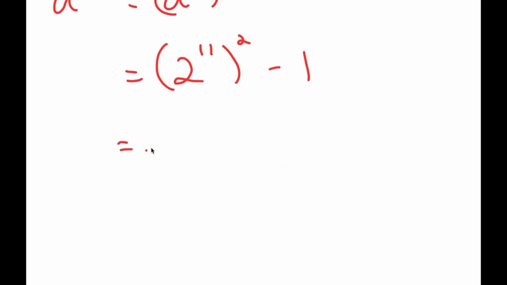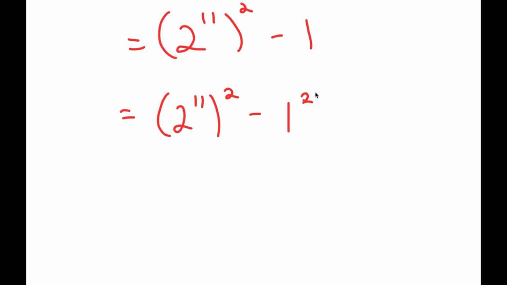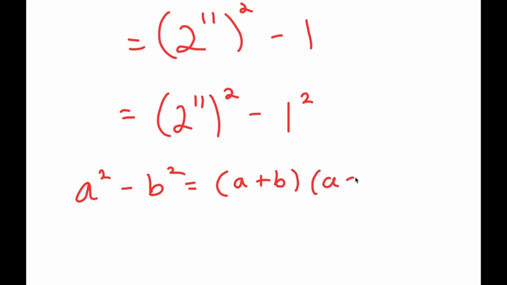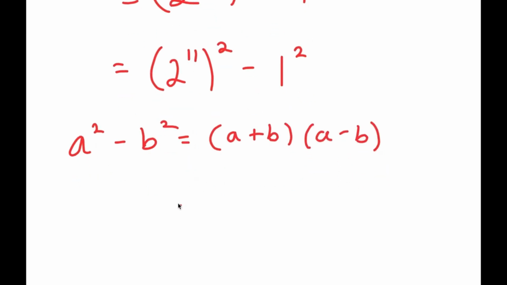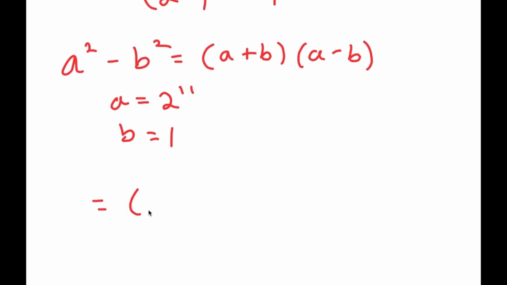Now 1 is the same thing as 1 squared. So now I have (2^11)^2 − 1^2. The reason I rewrote 1 as 1 squared is because now I can use the property a^2 − b^2 = (a + b)(a − b). Just to clarify, a is 2^11 and b is 1. So now I get (2^11 + 1)(2^11 − 1).